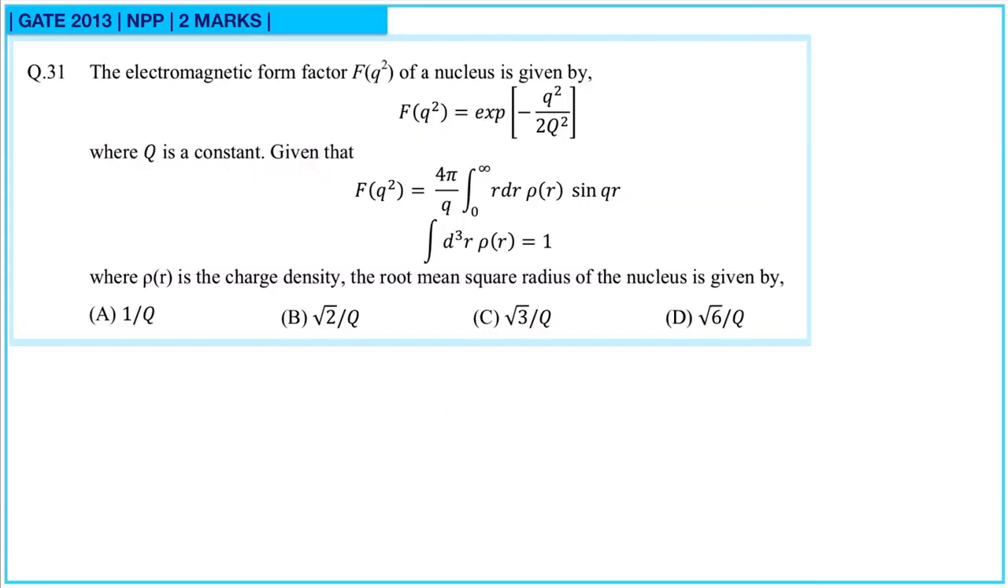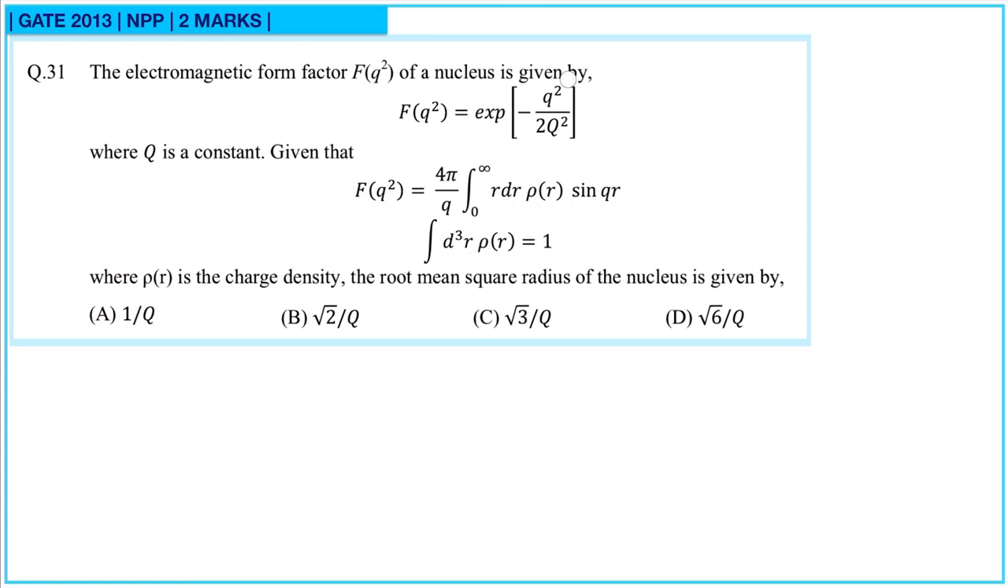Next question. The electromagnetic form factor F of Q square of a nucleus is given by this expression, where Q is a constant. These functions are given, where rho r is the charge density. The root mean square radius of the nucleus is given by. So this expression is given to us and F of Q square is also given.